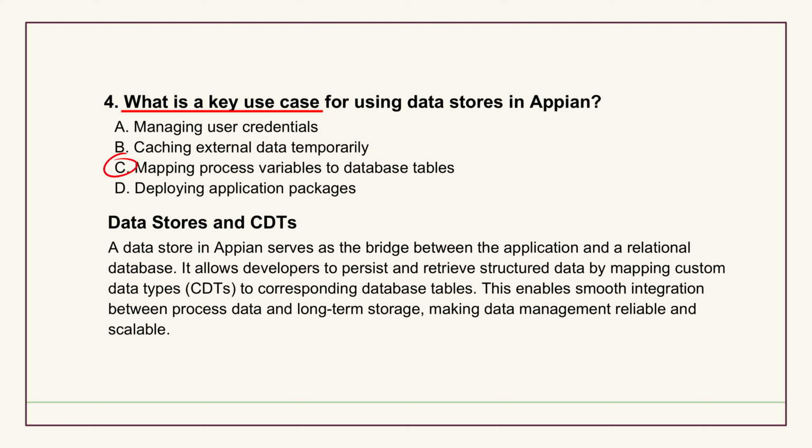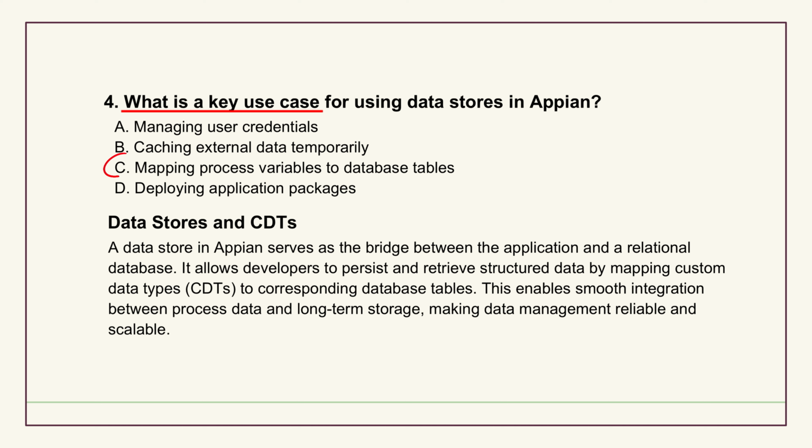So what is a data store in Appian terms? Is it the database itself? Not quite. Think of it as Appian's connection and mapping layer to an external relational database. You still have your actual database like SQL Server or Oracle or whatever running separately. Okay, so the data store is the bridge. Exactly. And a key part of that bridge is defining how your Appian data structures, your custom data types or CDTs, right, those define your data fields in Appian, how those CDTs map to the tables and columns in your actual database. You're telling Appian, this field in my CDT corresponds to that column in this database table.